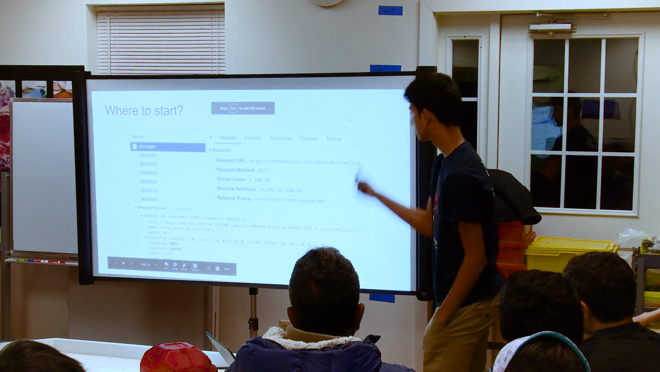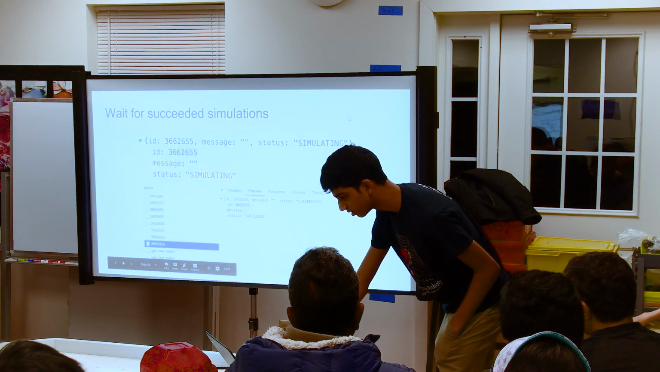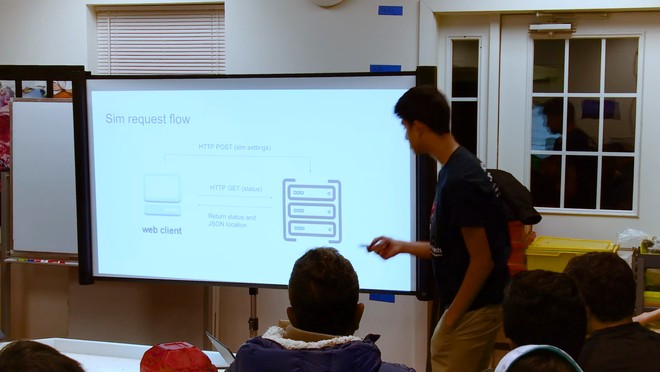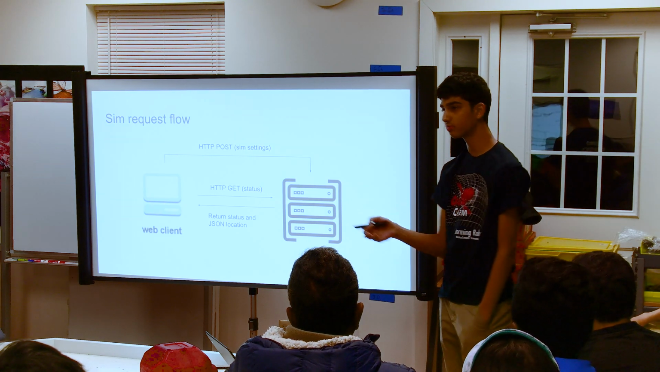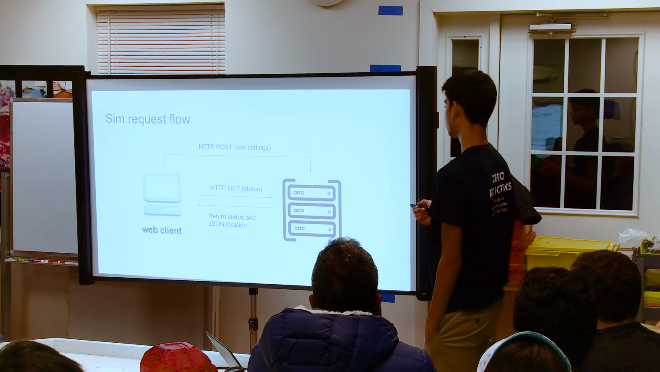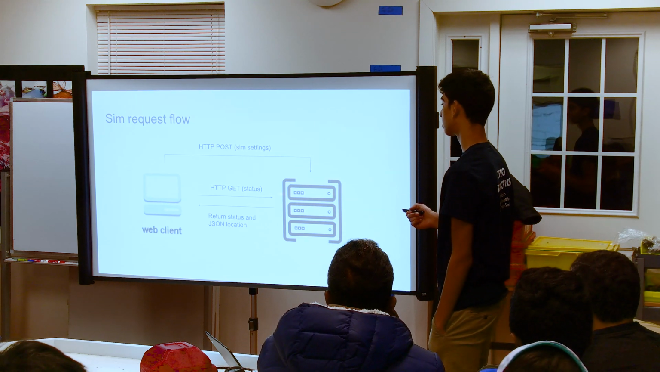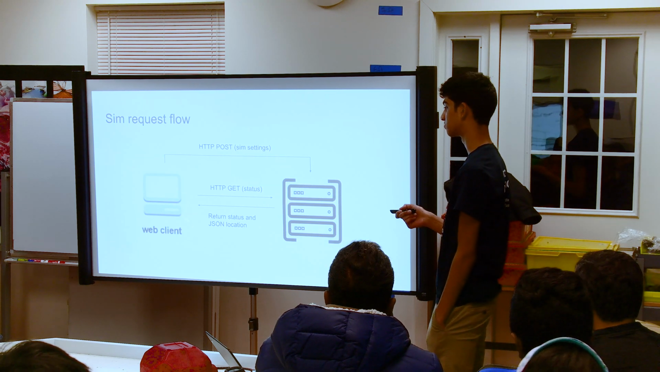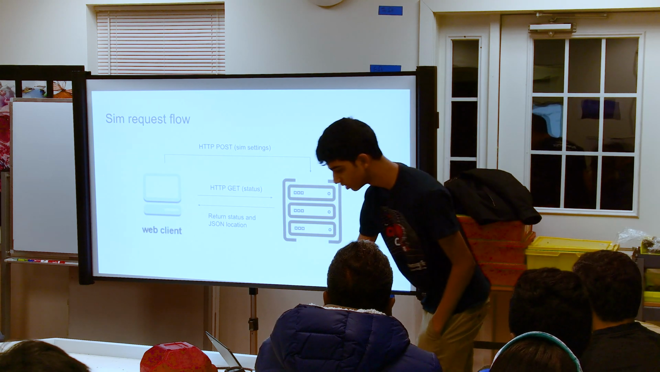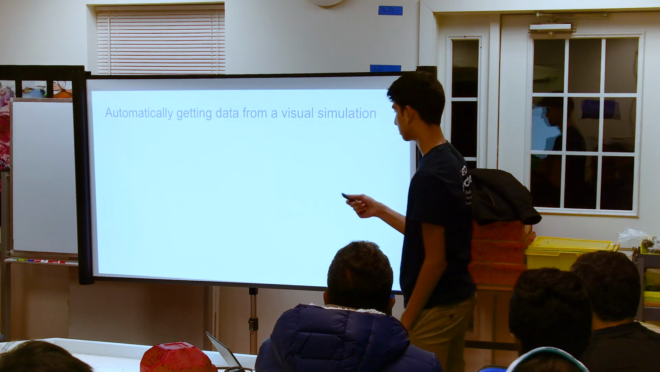So again, this is just screenshots of what we just looked at. We wait for a succeeded simulation, and this is the overall flow for when you're trying to simulate and get something back. You do the HTTP post with your simulation settings, and you keep sending requests asking for the status until the status is returned. And once the status is returned, then we know that we've actually gotten a simulation back.